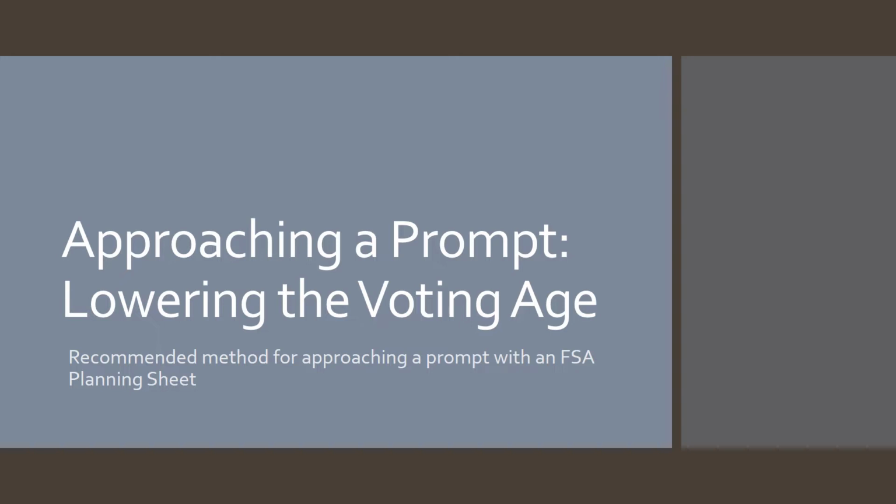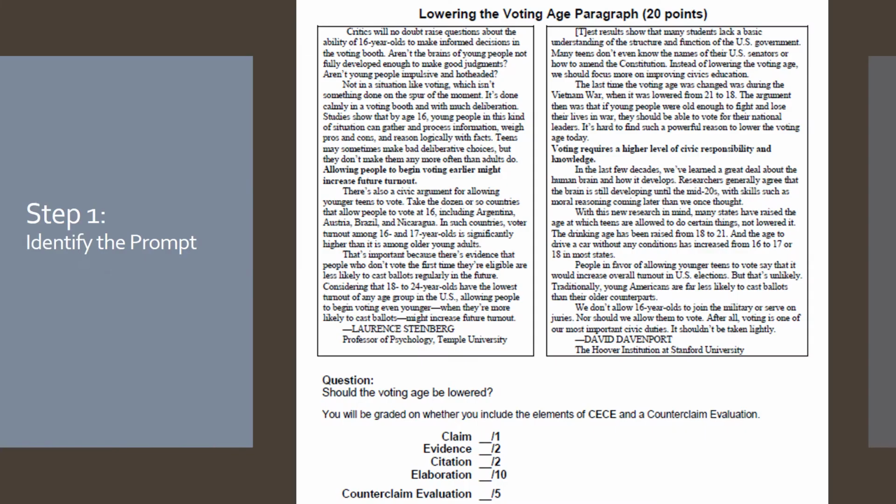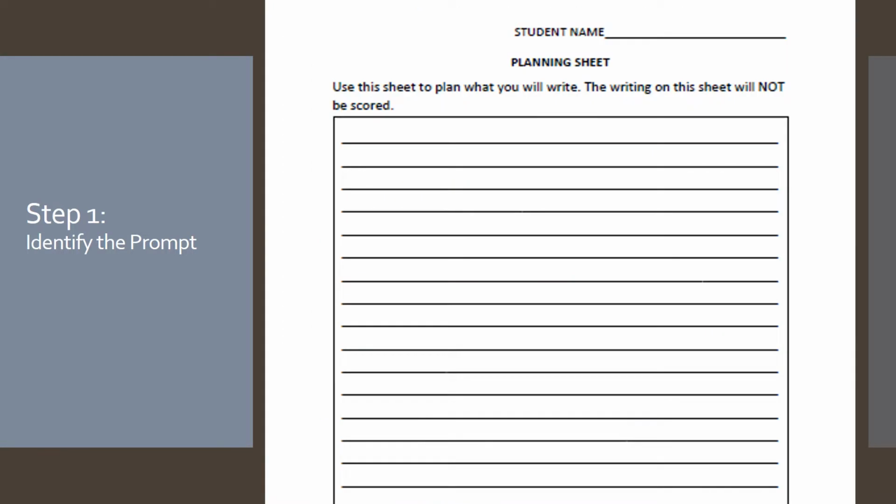This is for the lowering the voting age passage. So if you look down at the bottom of the page, it's: should the voting age be lowered? Okay, once you've identified the prompt, you're going to move to your planning sheet. On your planning sheet, copy the prompt down. Should the voting age be lowered?